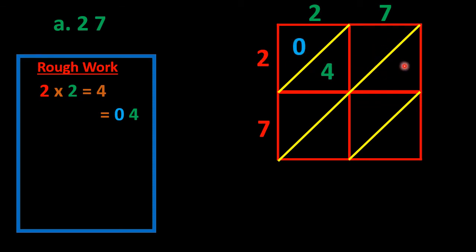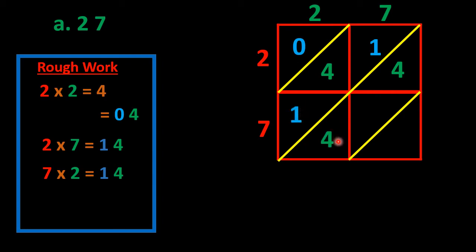Now for the second square we need to multiply the number on the left, which is 2, and the number on the top, which is 7. 2 into 7 is 14. So on the upper part we write 1 and on the lower part 4. And for the third square the number to the left is 7 and the number on the top is 2. So 7 into 2 is 14. We write 1 4.